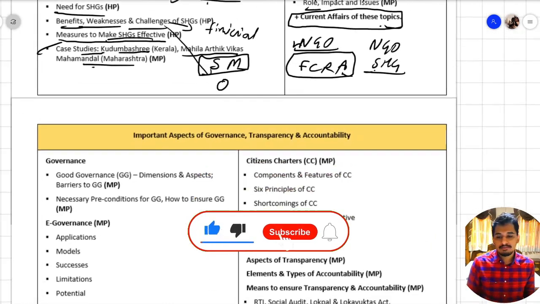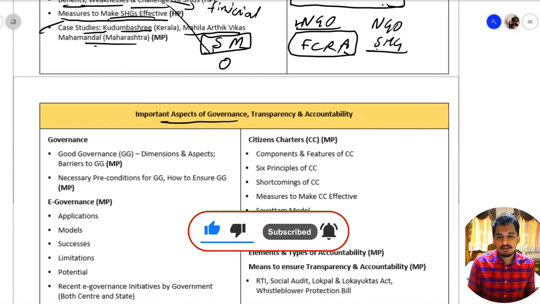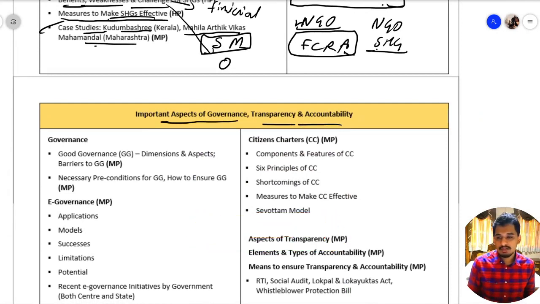Then we have important aspects of governance, transparency and accountability. In this we have governance, good governance. What are the dimensions and aspects of good governance? We have accountability, transparency, citizen participation. These are the dimensions and aspects.